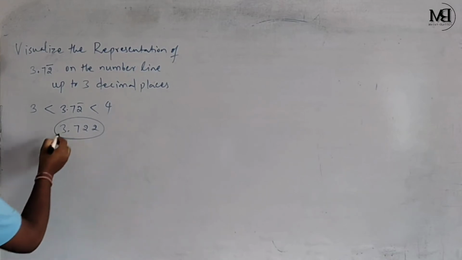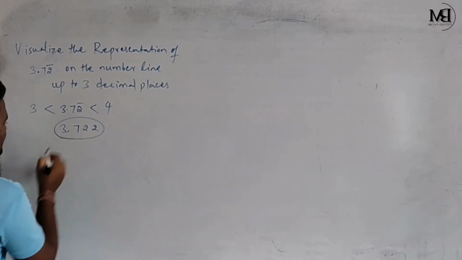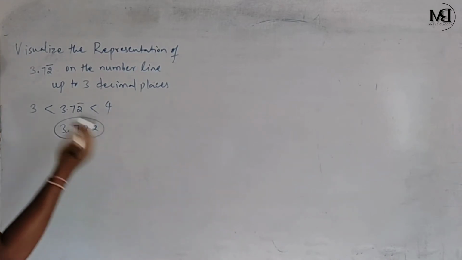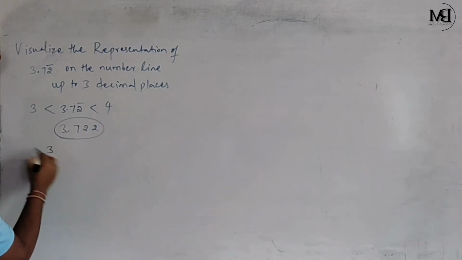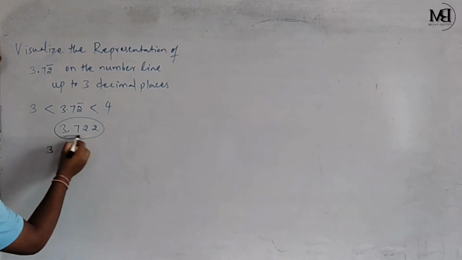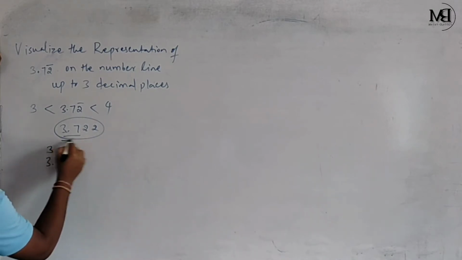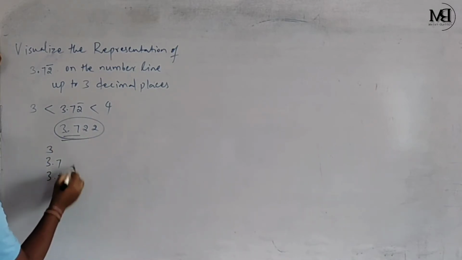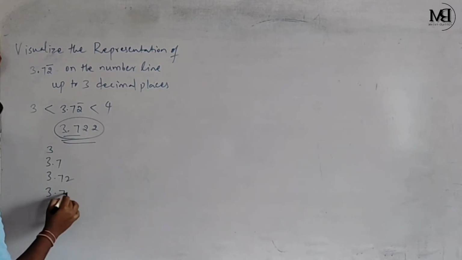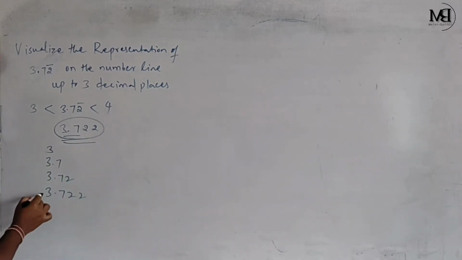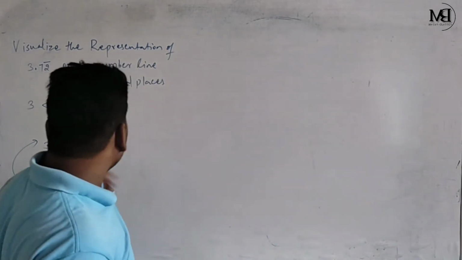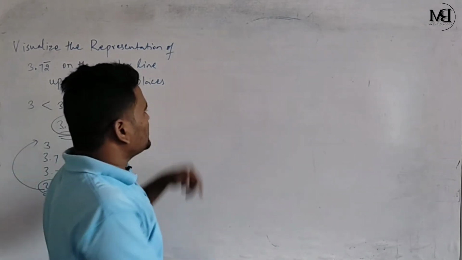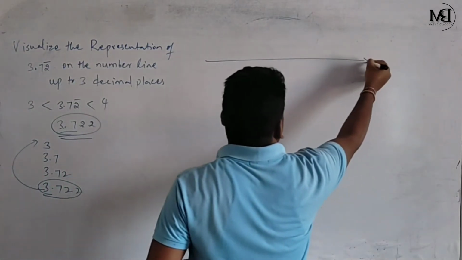Before representing this 3.722, to locate it, I need to get the location of 3, 3.7, 3.72, and then I will get the location of 3.722. Firstly, I need to get the location of 3, and then 3.7, and then 3.72, and then 3.722. To get the location of 3.722, I need to start from 3. Let's show this 3 on the number line.